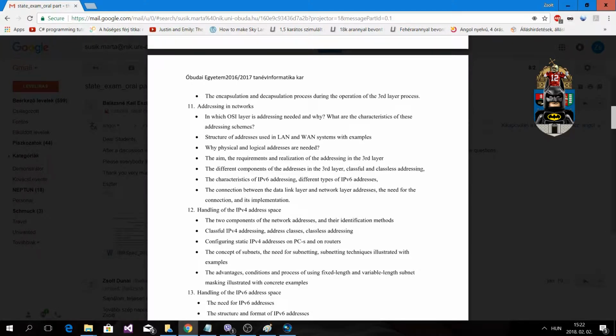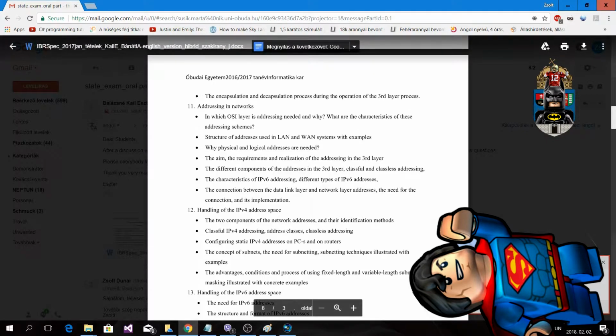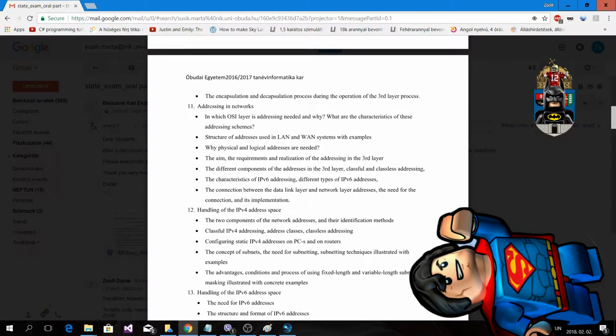The structure of addresses used in LAN, local area networks, and wide area network systems, with examples. I believe I said it once in one of the previous videos that we can have private and public IP addresses, and imagine that there is the internal network where we have a private IP address and there is an outside internet, an untrusted network.